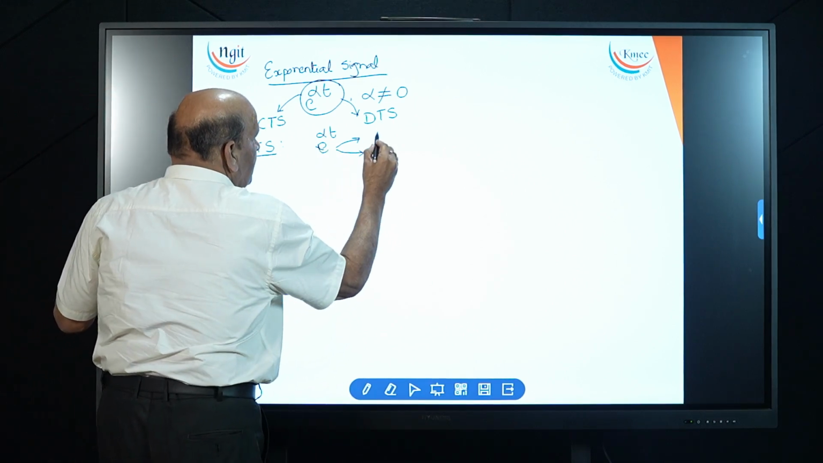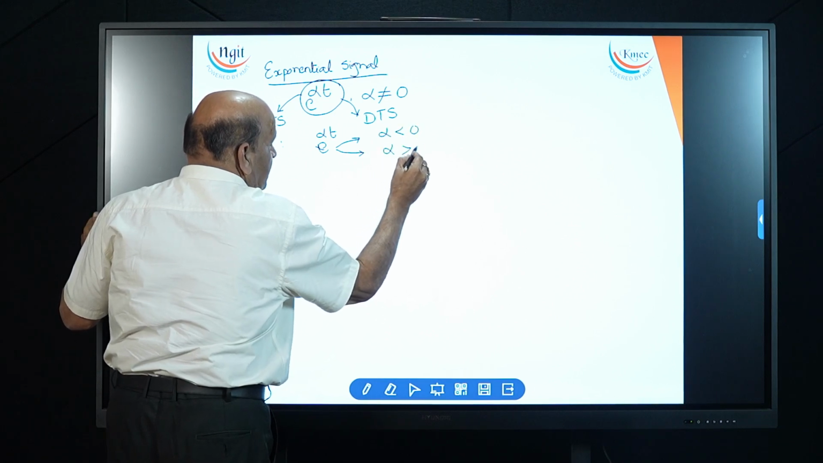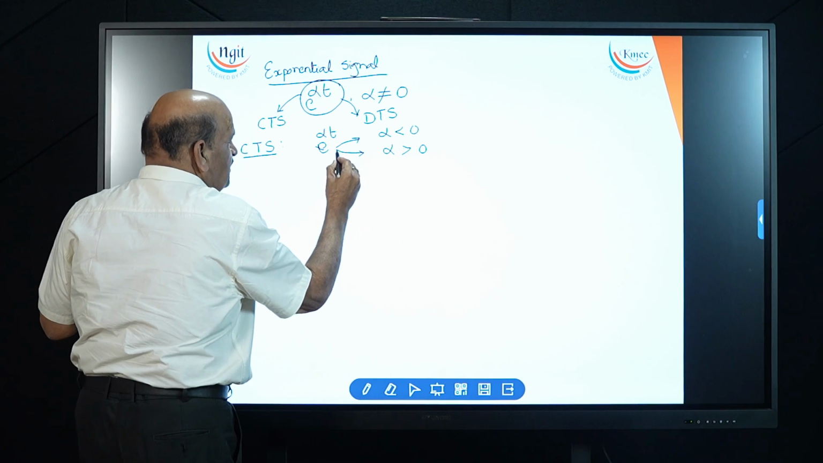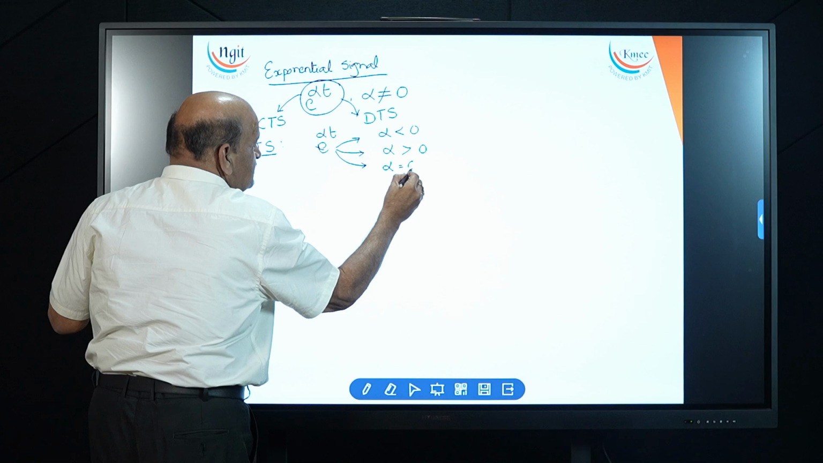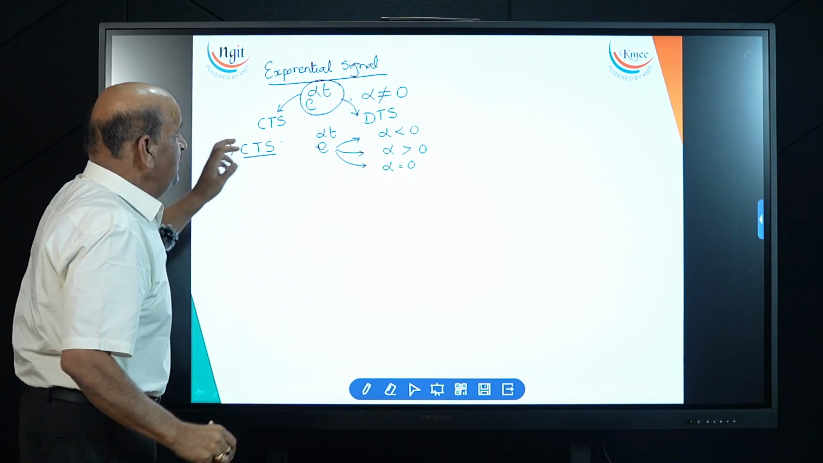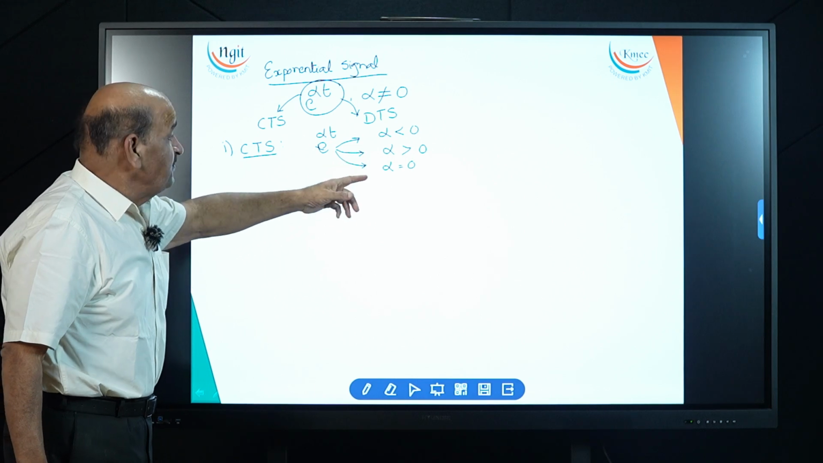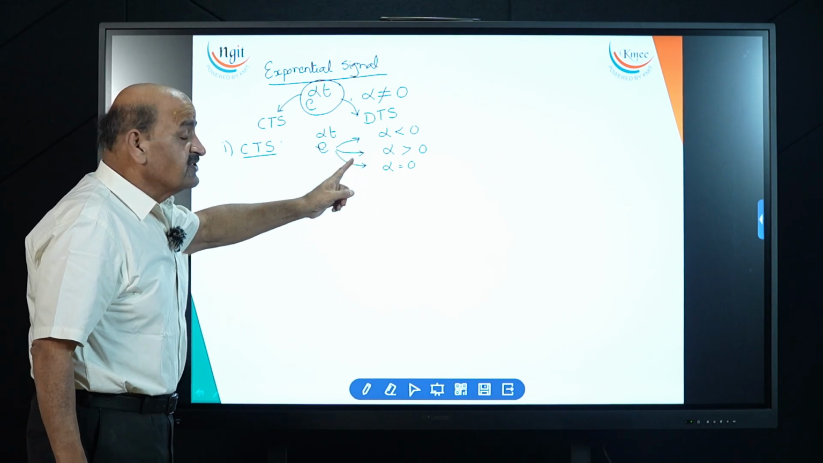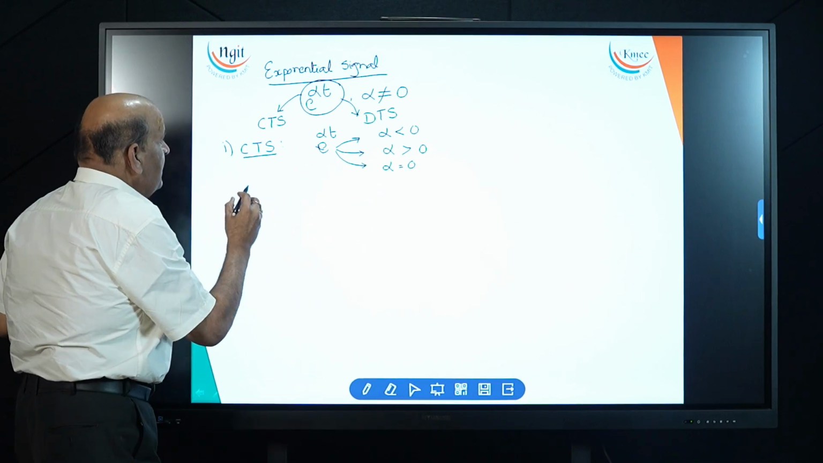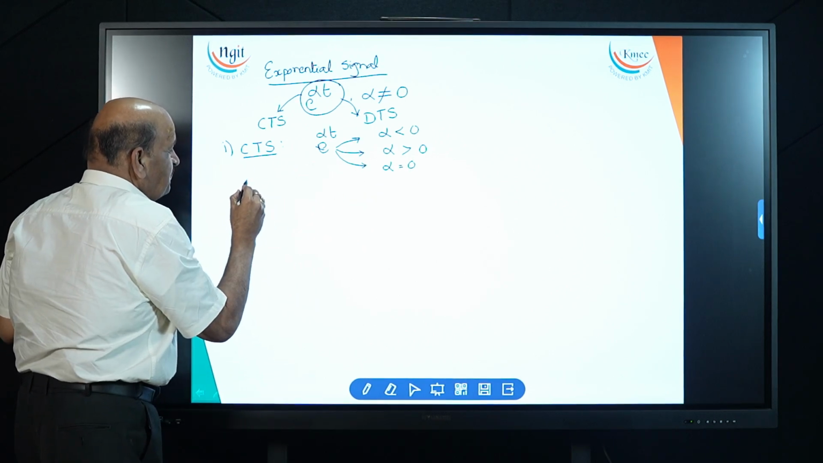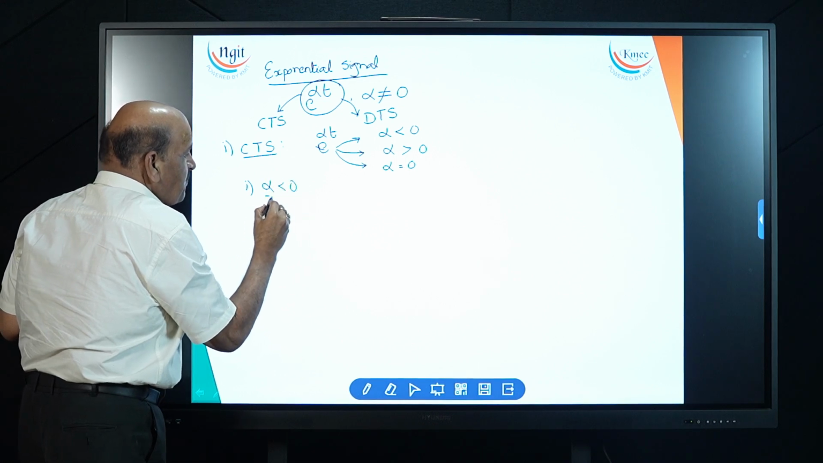The first one is alpha less than 0 and the second is alpha greater than 0. If you want, you can add alpha equal to 0, but it is not required. Actually, it is alpha not equal to 0. If equal to 0, what happens? That only I will discuss as a third case for your understanding purpose, but not needed. Now the sub one is when alpha is less than 0.